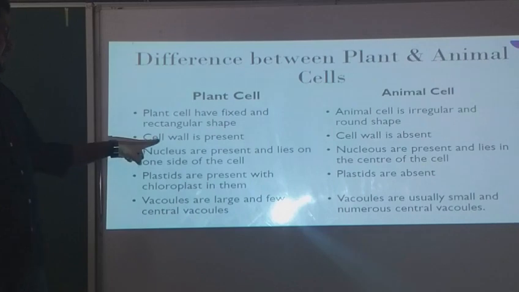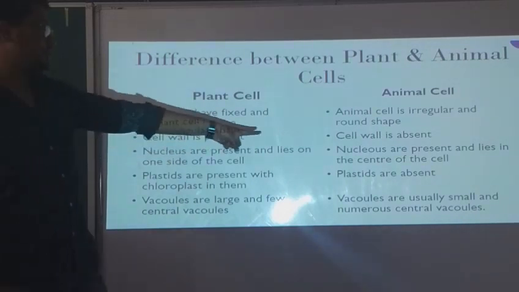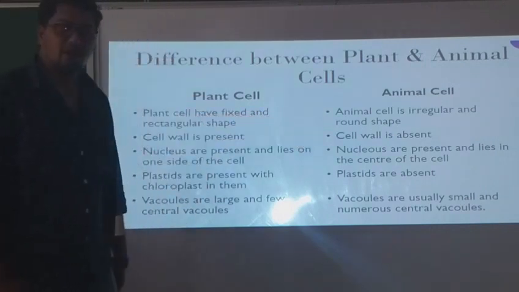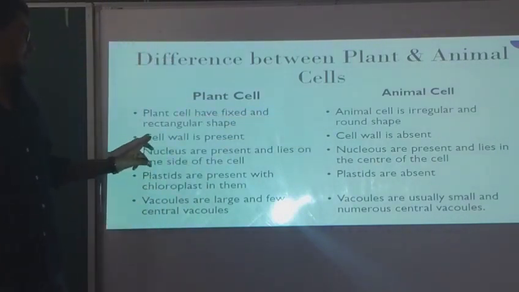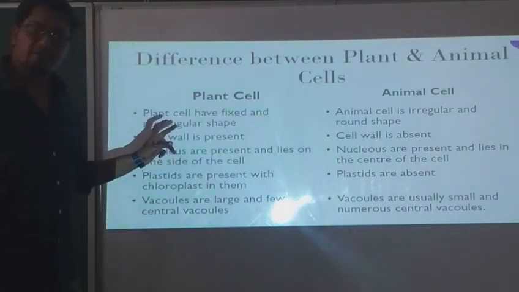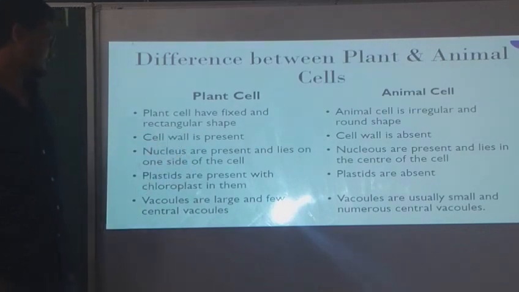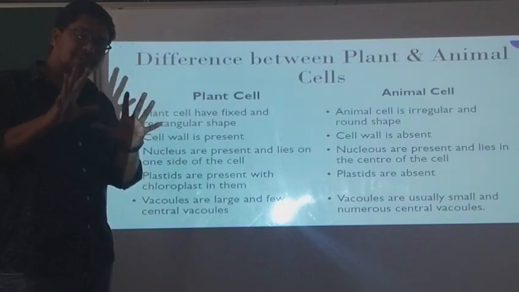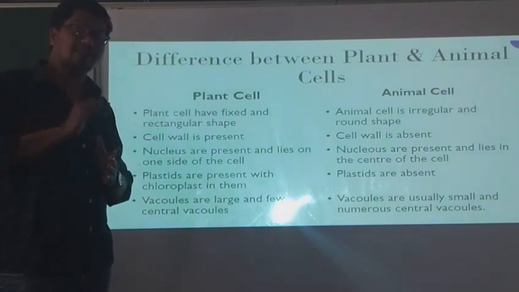Next, cell wall is present. I already told you, in animal cell, what is absent? Cell wall is absent. Students should remember, in plant, cell wall is made up of which substance? Cellulose. Okay. Next, nucleus is present and lies on one side of the cell. So nucleus is present, but usually it is not in the center of the cell. What is the reason I said?